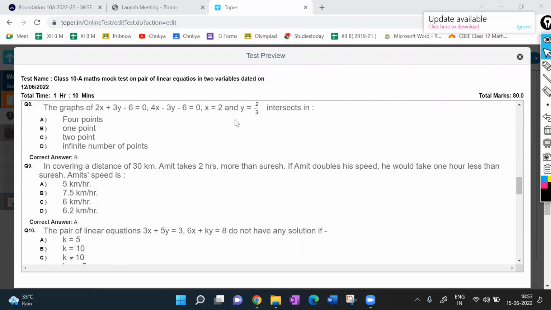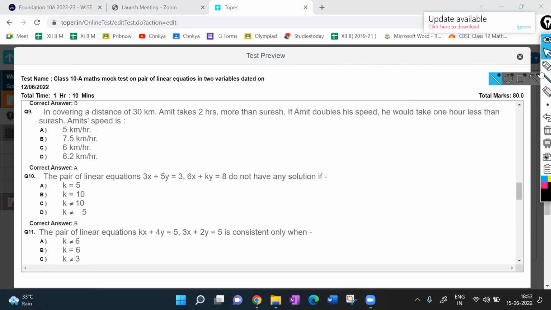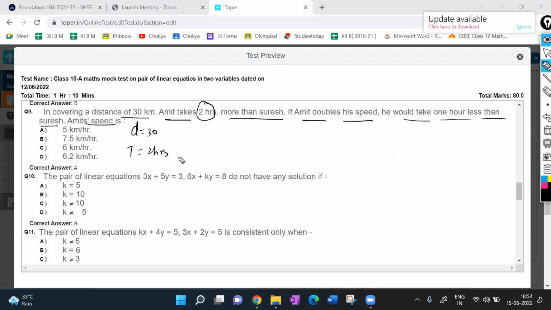Next. In covering a distance of 30 kilometers, Amit takes 2 hours more than Suresh. If Amit doubles his speed, he would take 1 hour less than Suresh. What is Amit's speed? Tell me. Speed is asked. Distance 30, time 2 hours. What is the speed? Distance by time. Yes. 30 by 2, that is 15.